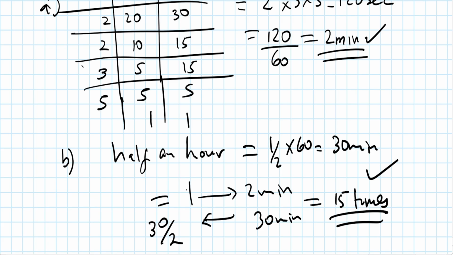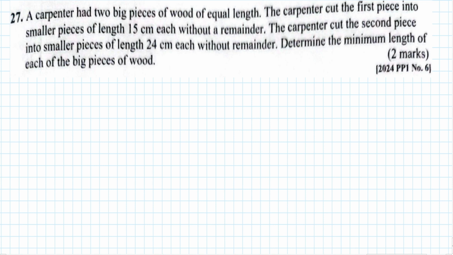Let's go to the last question. A carpenter had two big pieces of wood of equal length. The carpenter cut the first piece into smaller pieces of length 15 centimeter each without a remainder. The carpenter cut the second piece into smaller pieces of length 24 centimeter each without a remainder. Determine the minimum length of each of the big pieces of wood.